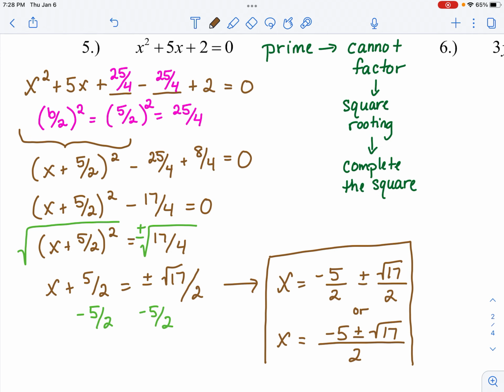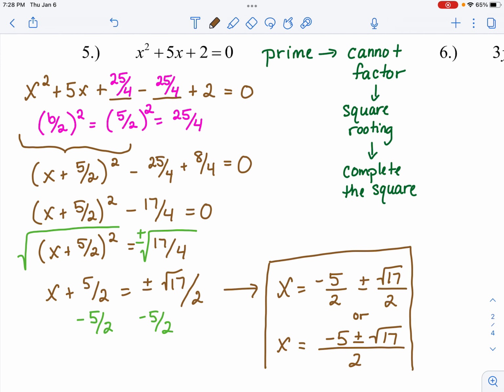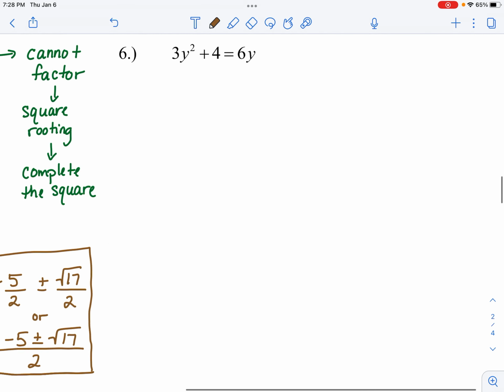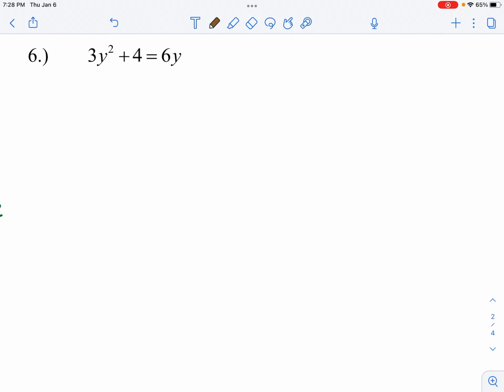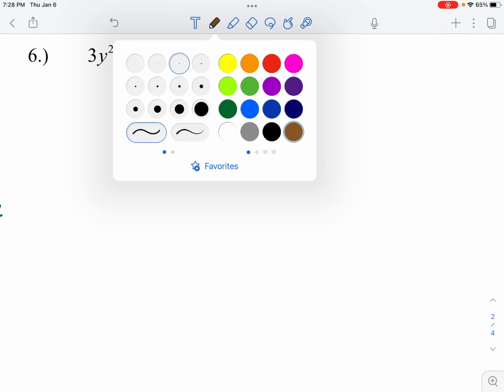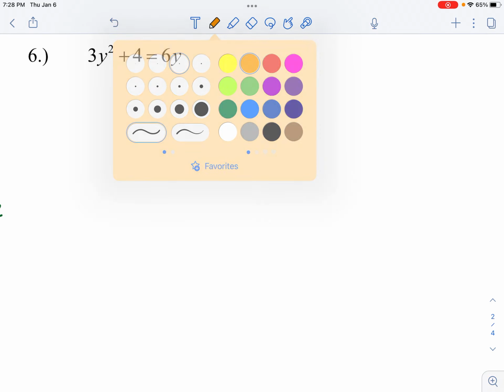All right? So something that is written in standard form but is prime means I'm going to have to complete the square so that I can solve by square rooting. Now we're going to do this one more time. And that's in problem number 6, and that's our final example for this lesson. All right, here we go. So problem number 6, I see 3y squared plus 4 equals 6y. All right, so I'm going to try to rewrite it so that maybe I can factor it.